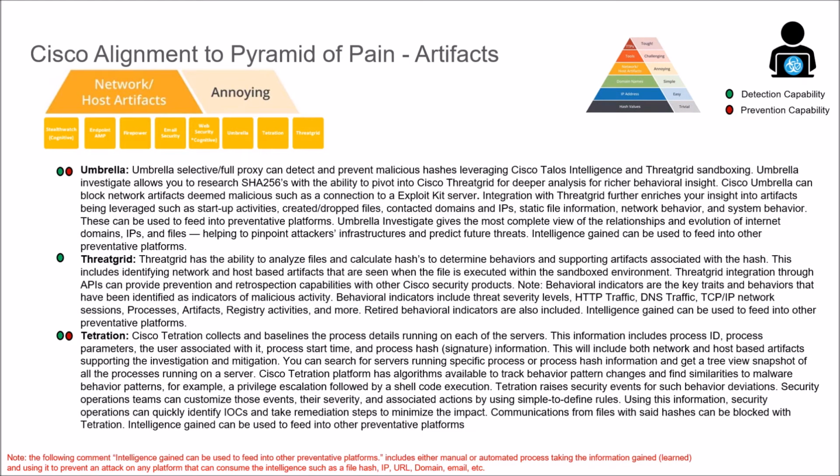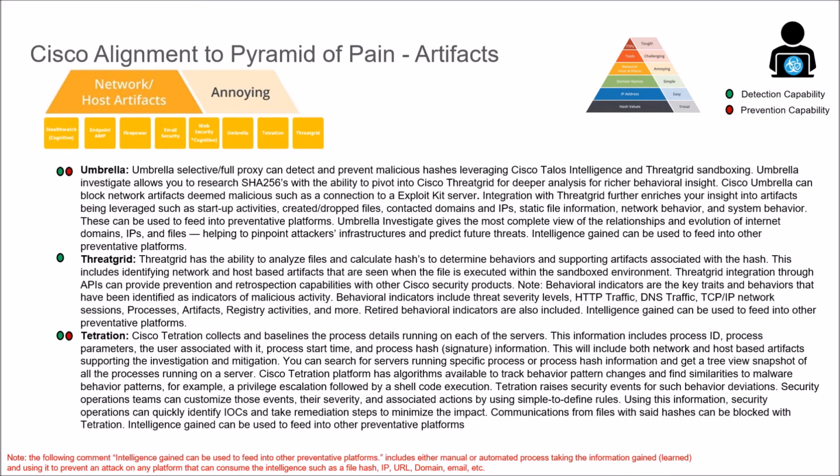Umbrella Investigate gives the most complete view of relationships and the evolution of the internet. So domains, IPs, and files, because we have that insight with Umbrella Investigate, we can very quickly pinpoint the attacker's infrastructure and potentially predict that future threat. And so the goal here would be, again, if the attacker's infrastructure contains an exploit kit server, a command and control server, etc., maybe it's just blocking the domain, and that's enough to defeat the adversary. It might be domains and maybe file hashes, right?